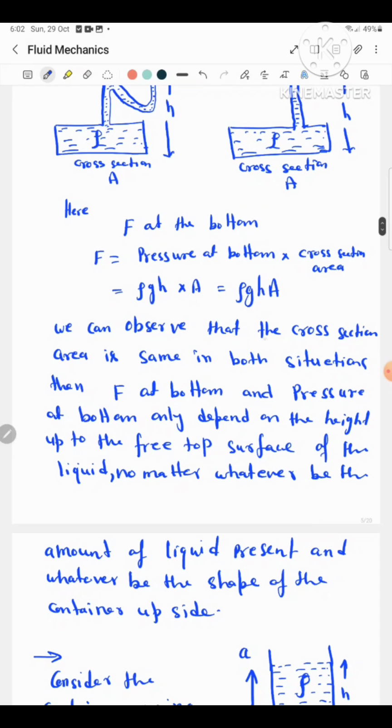We can observe that the cross-sectional area is the same in both situations. The force at the bottom and the pressure at the bottom only depend upon the height up to the free top surface of the liquid, no matter whatever be the amount of liquid present and whatever be the shape of the container outside.